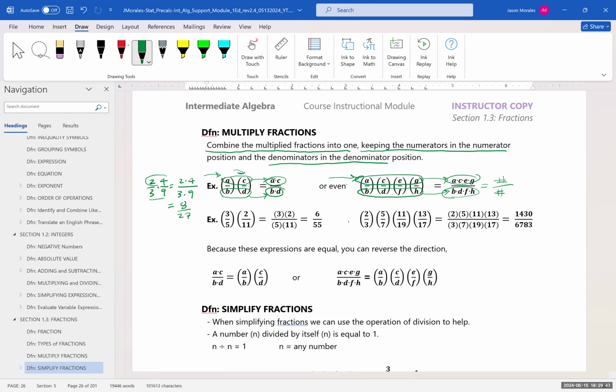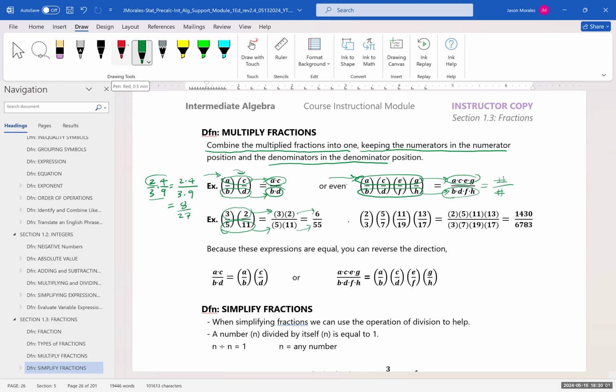So here's a second example. So 3/5 times 2/11. So the 3 and the 2 stay in the numerator and they're multiplied together. The 5 and the 11 stay in the denominator and they get multiplied together. So you get 6 over 55.